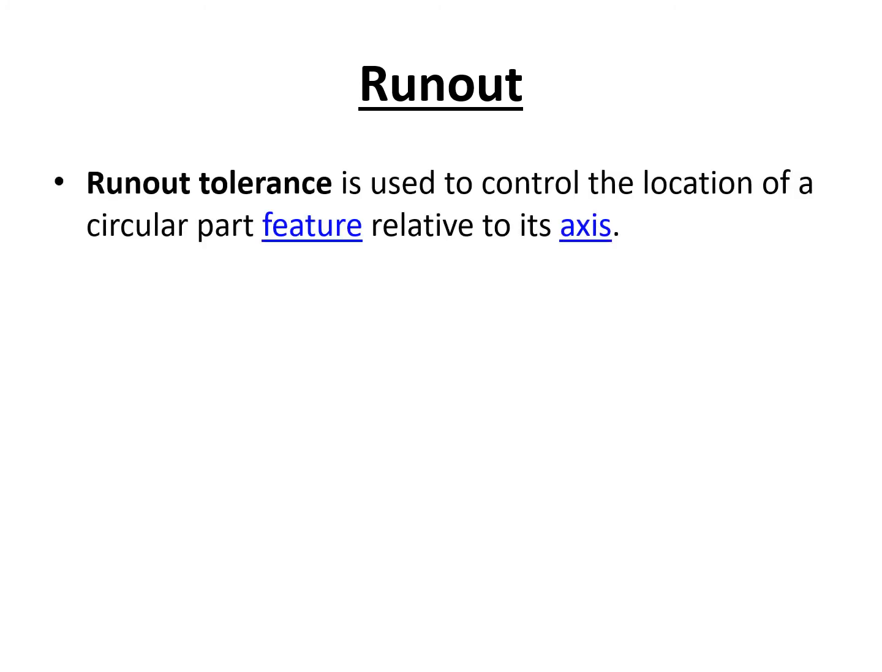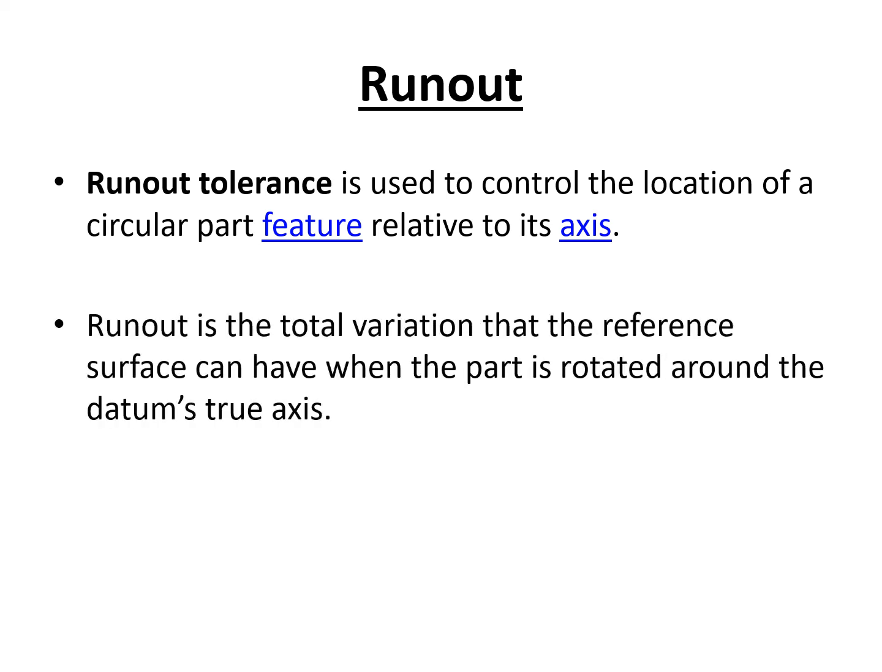Next is runout. In runout there are two characteristics: first is circular runout and second is total runout. So first we can see runout. Runout tolerance is used to control the location of the circular part feature related to the axis. Runout is the total variation that a reference surface can have when the part is rotated around the datum axis.